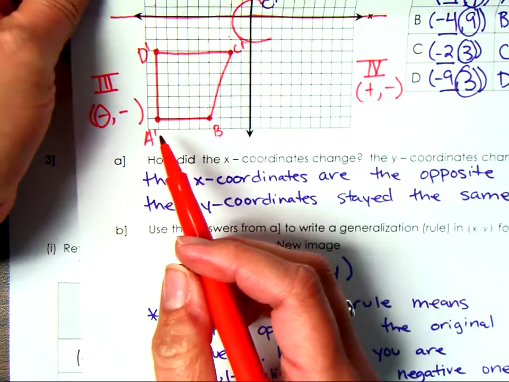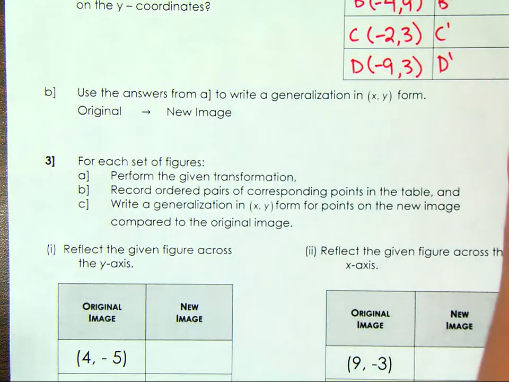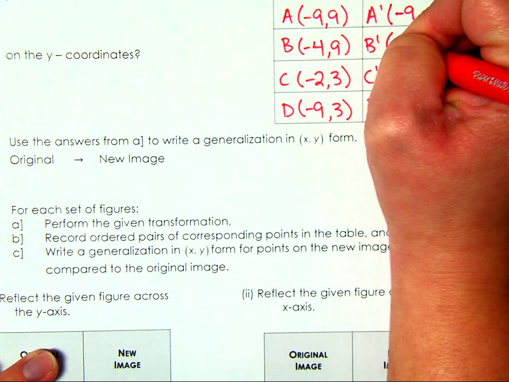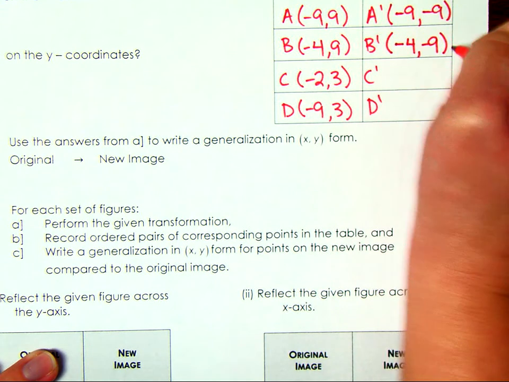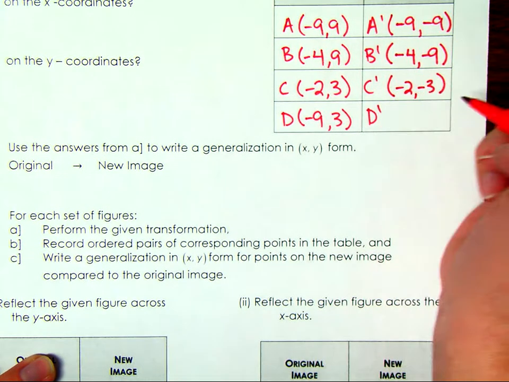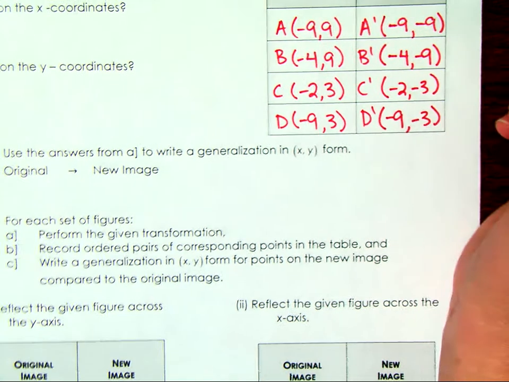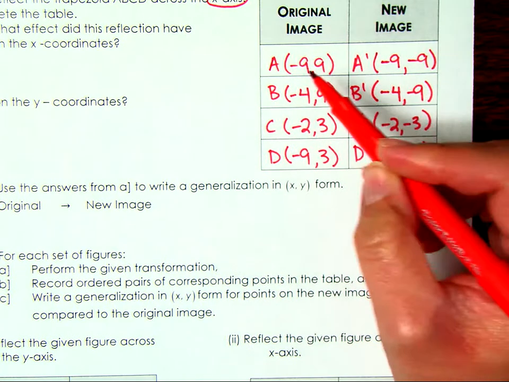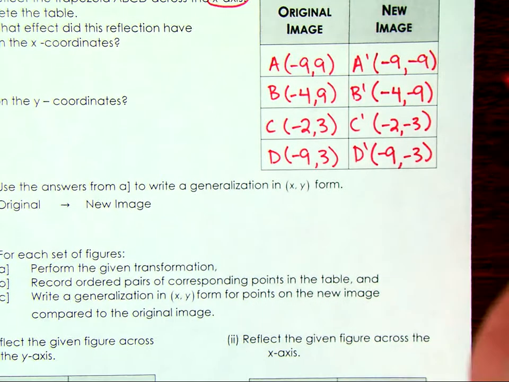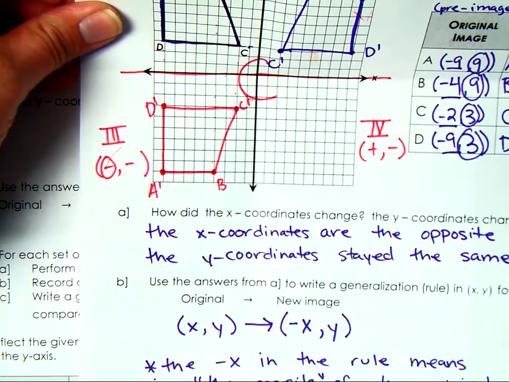So if you actually pause the video and take these ordered pairs, you can see that this is going to be (-9, -9). This is going to be (-4, -9). C prime is going to be (-2, -3). And D prime is going to be (-9, -3). Okay, again, that makes sense because if we were in quadrant 2 and we reflect across the x-axis, we're going to be down here in quadrant 3 where all your x's are negative and all your y's are negative.